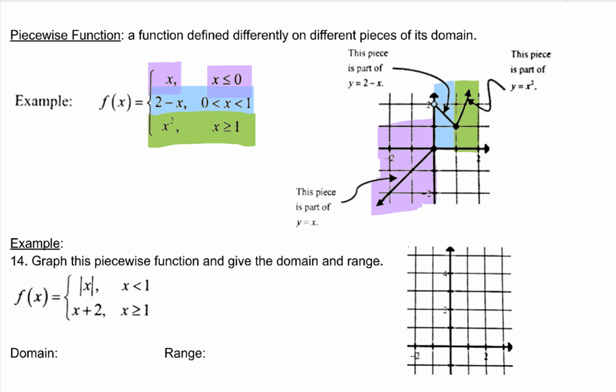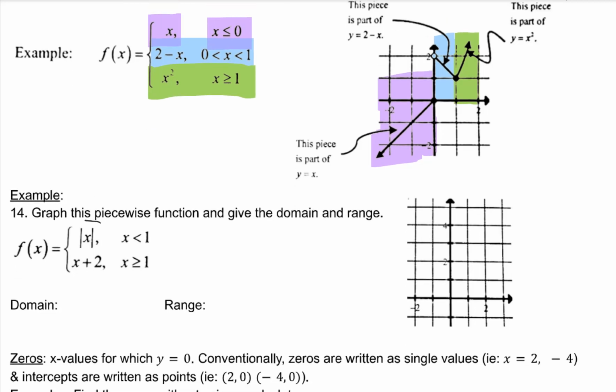Graph this piecewise function and give the domain and range. Absolute value x for all the x's less than 1. Remember, absolute value x looks like this, except we only want it to be less than 1, so we'll make it a partial view like this. And this is only x less than 1, so our hole will be here, unless this piece connects, then we won't have a hole.